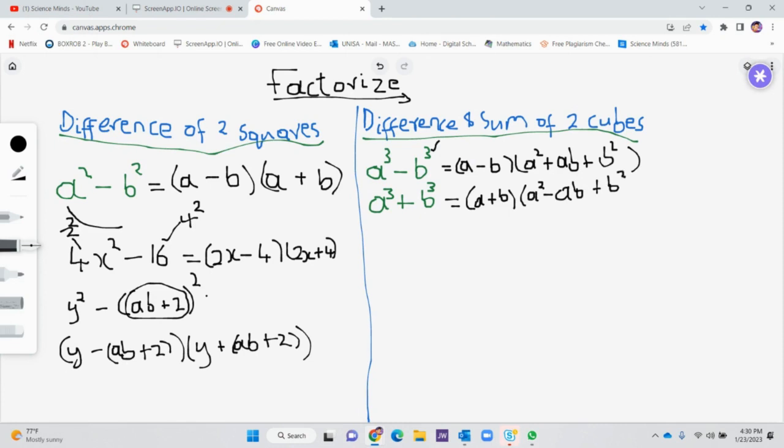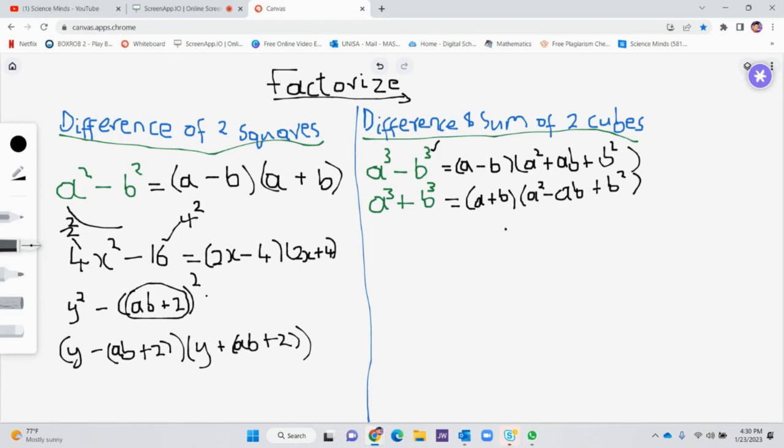You have to be able to recognize the difference of two squares, the difference and sum of two cubes from a mile away. Because as soon as you recognize them in a longer expression, the sooner you factorize them, the whole thing gets hugely simplified.